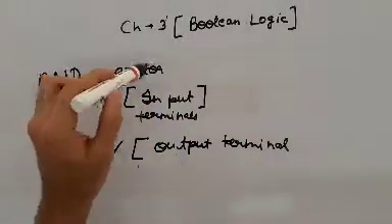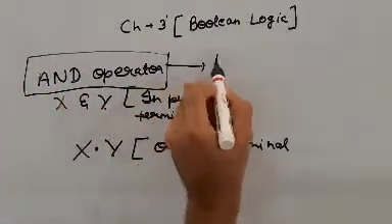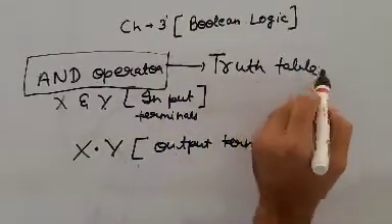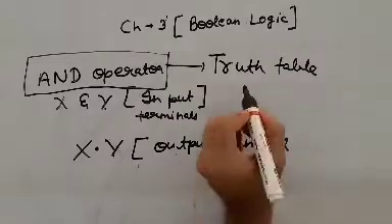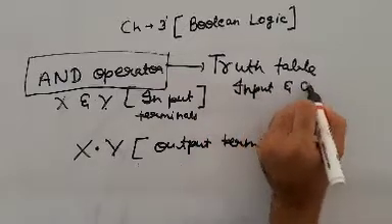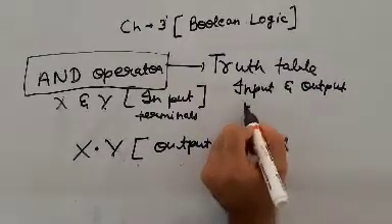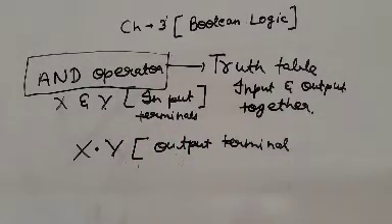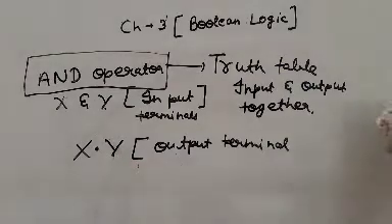Now how this AND operator works, we will see in this truth table. You just have to make a truth table for each and every operator. Now what does a truth table show? It shows you the input and output terminals together. Is that clear, students? Now we will make a truth table for the AND operator.